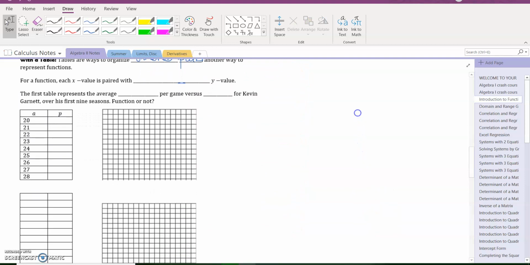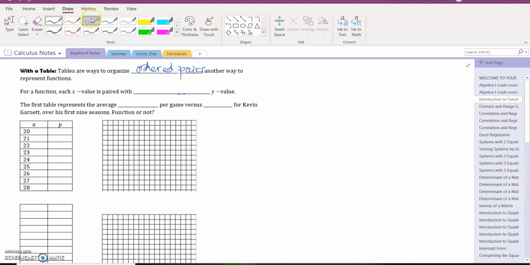Okay, back to tables. Whenever I have a function here, every x, remember, is paired with exactly one and only one y value. We're going to use some data that might be slightly dated because I don't think he's playing anymore, but since he's one of the best Celtics players in history, we can go with it. Kevin Garnett. So we have tables representing the average points per game versus his age for his first 9 seasons. And we're going to decide is this thing a function or not. So in this case, age is represented by the variable a, and p is going to represent points.